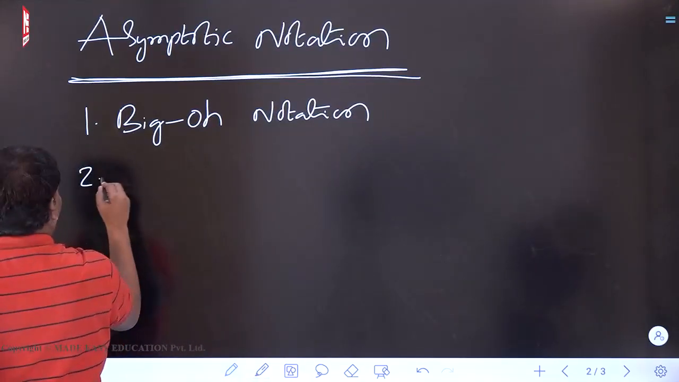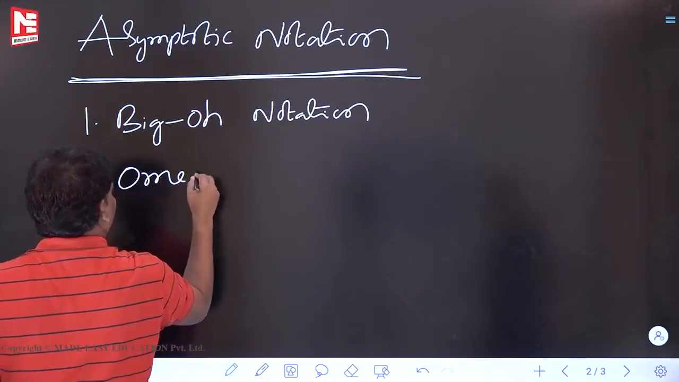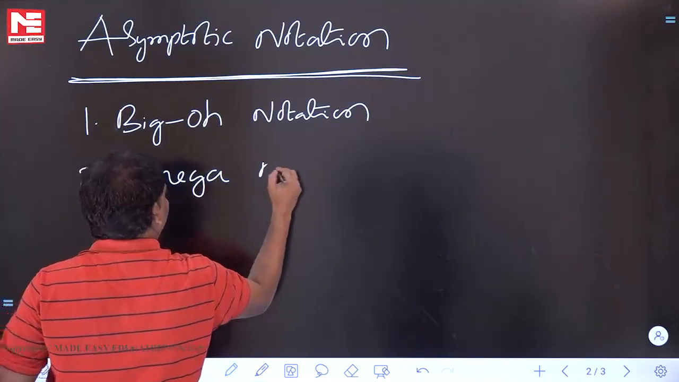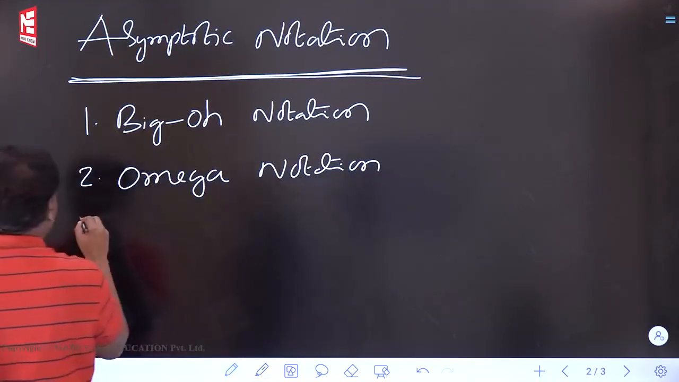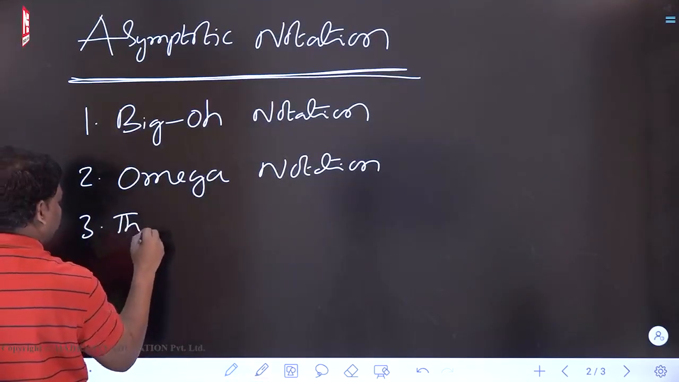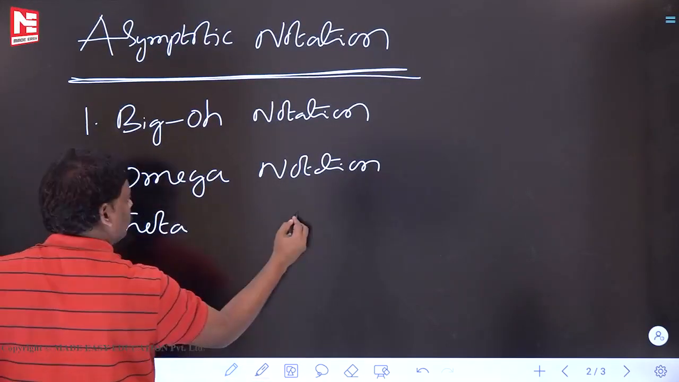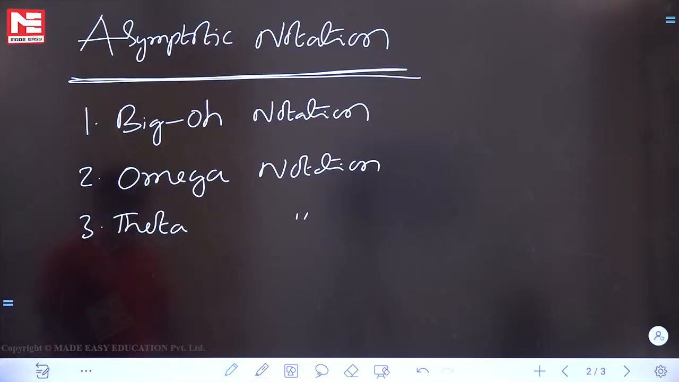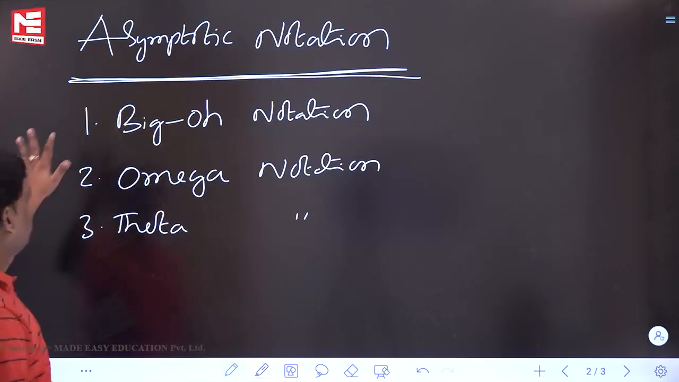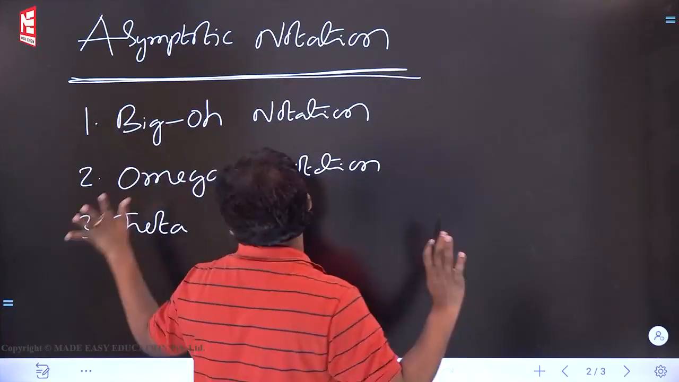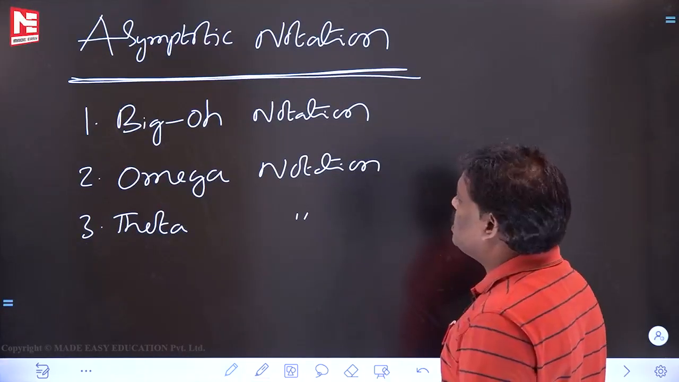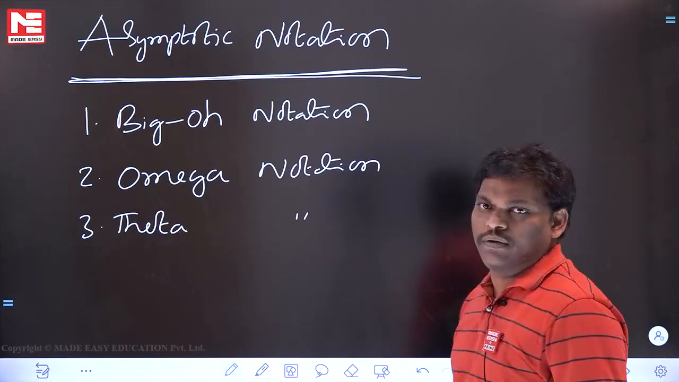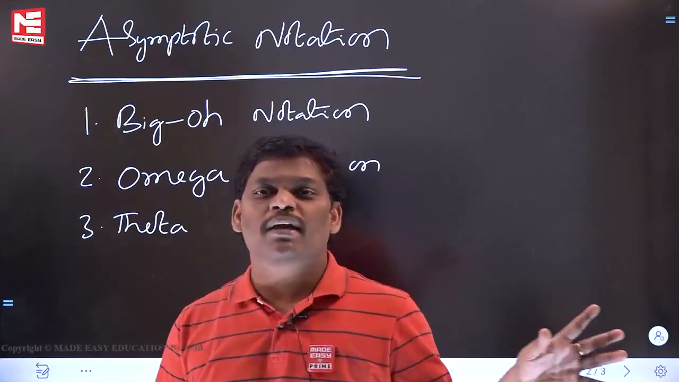Second one is omega notation. Third one is theta notation. Big O notation, omega notation, theta notation. Asymptotic notation contains these three parts. Right? Fine. Please be careful. This is one more very important topic. One nice topic I completed.